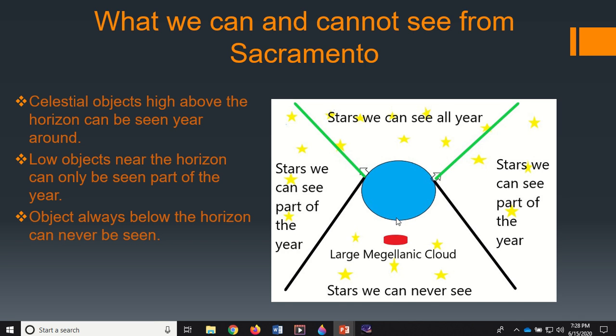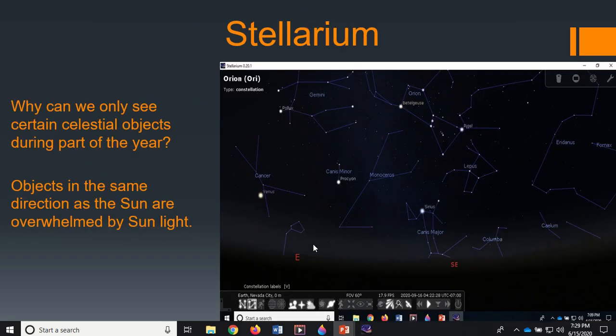Biggest news imaginable. Okay, so celestial objects high above the horizon can be seen year-round. So we're in Sacramento. Okay, Sacramento's right about there. Sacramento goes around like this and then around like that. Okay, low objects near the horizon can only be seen part of the year. That's these guys. Objects always below the horizon can never be seen. We can't see anything.